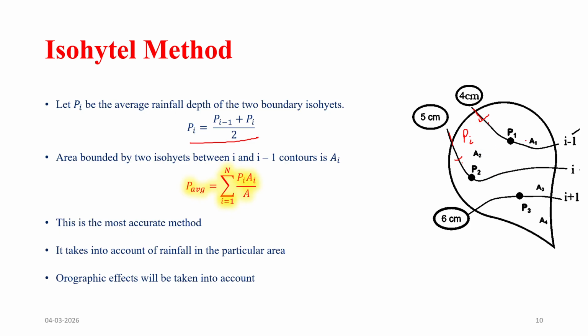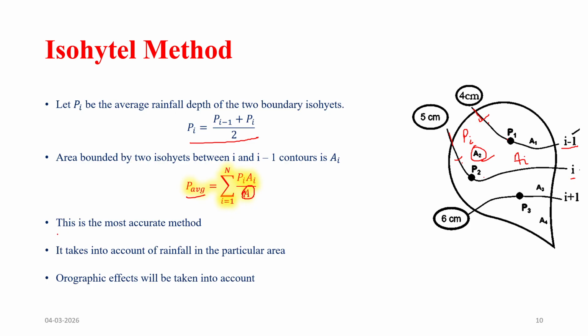Suppose the area between this P1 and P2 is A2. Or we can say the area between the i minus 1 contour line and the i contour line is Ai. Now, just put these values Ai and Pi in this formula and we will get the average precipitation. P average is equal to summation of Pi into Ai divided by A, where Pi is the average rainfall depth between two boundary isohyets, Ai is the area between these two consecutive isohyets, and capital A is the area of the catchment.